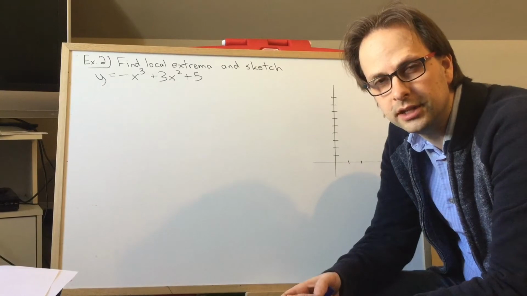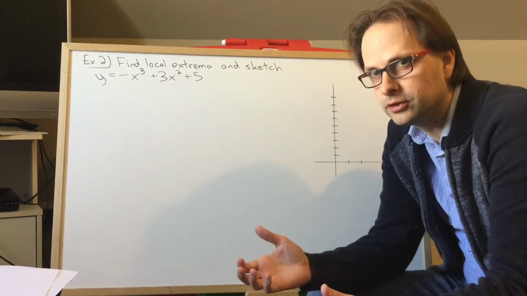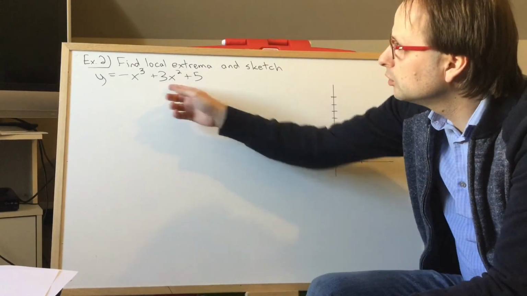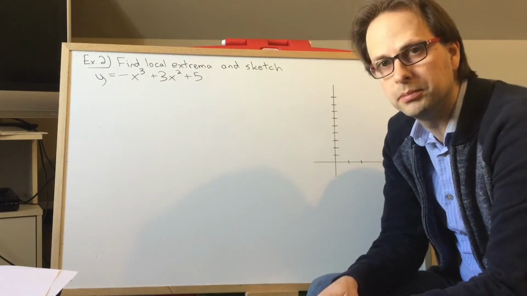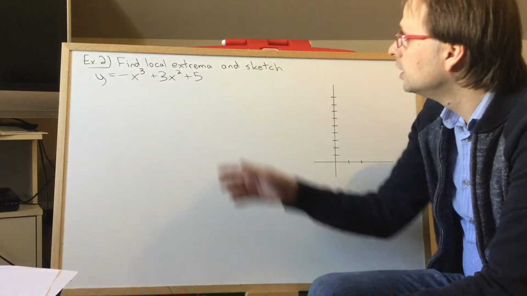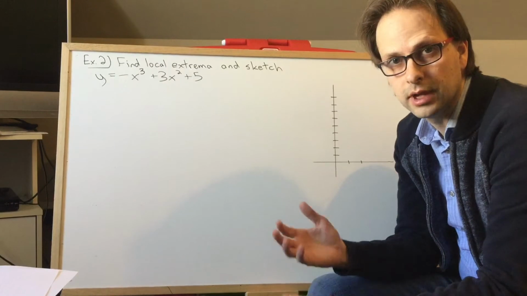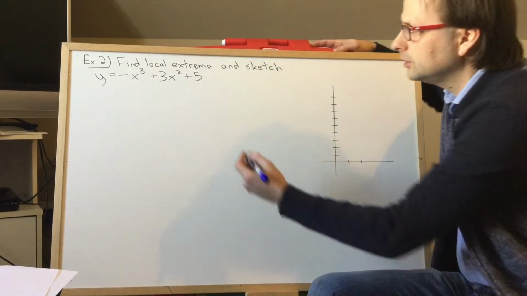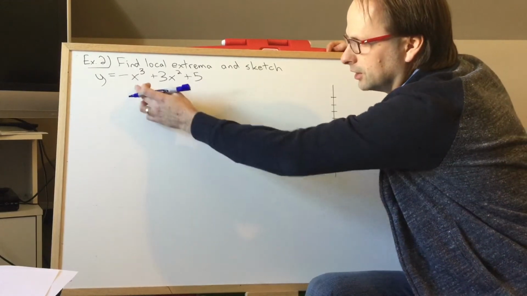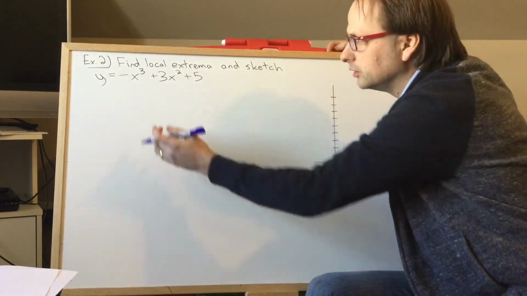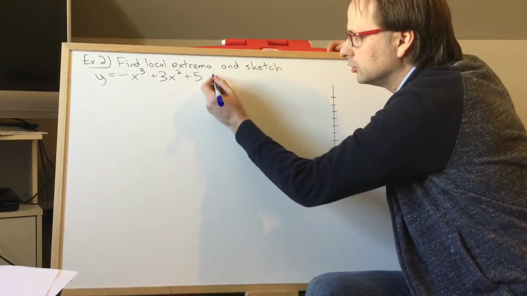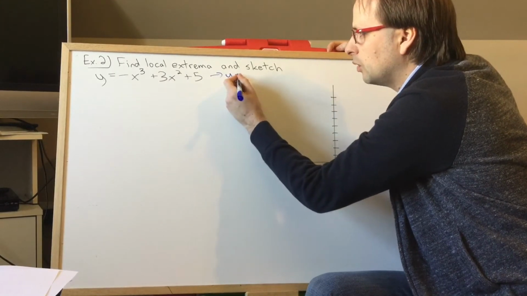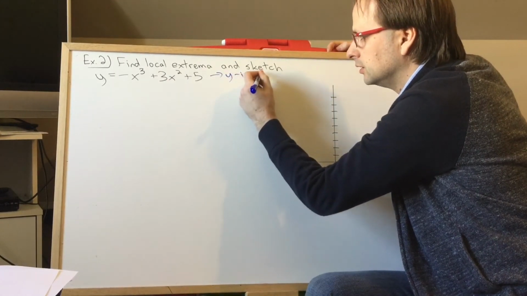Now let's put that technique to use on a function that is not just a parabola. So here we've got a cubic, negative x cubed plus 3x squared plus 5. We're going to find local extrema, so that means all the max and min values, and we're going to sketch. And since we're going to sketch, let's just take a second and find the y-intercept because it's so easy. If I put in 0 for x, I'd just be left with 5. The y-intercept of this function is 5.